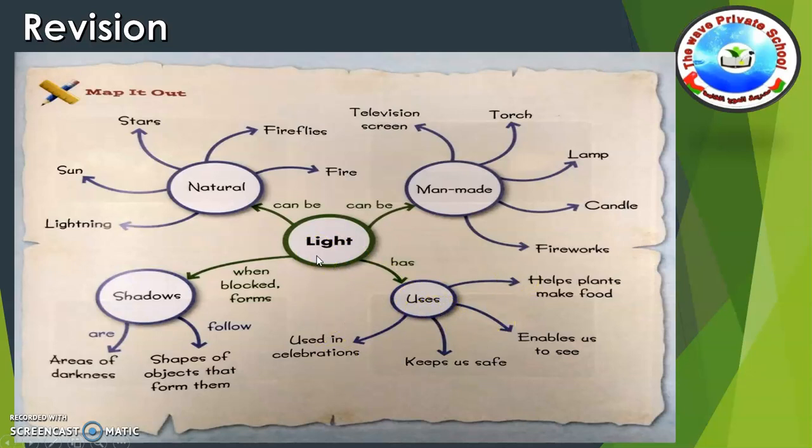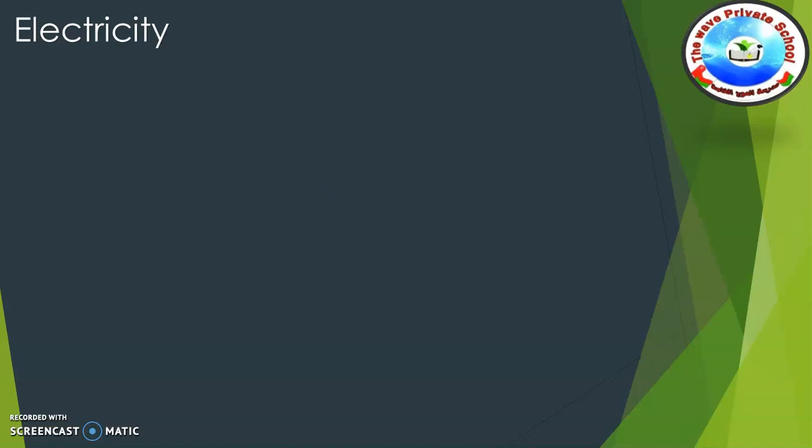At the same time, we talk about shadows. Shadows follow the shapes of objects that form them. Shadows are areas of darkness. We also talk about night and day last time, and we also discuss why the shadow changes the whole day. So I do hope everything was clear so that we can now proceed to our new lesson about electricity.